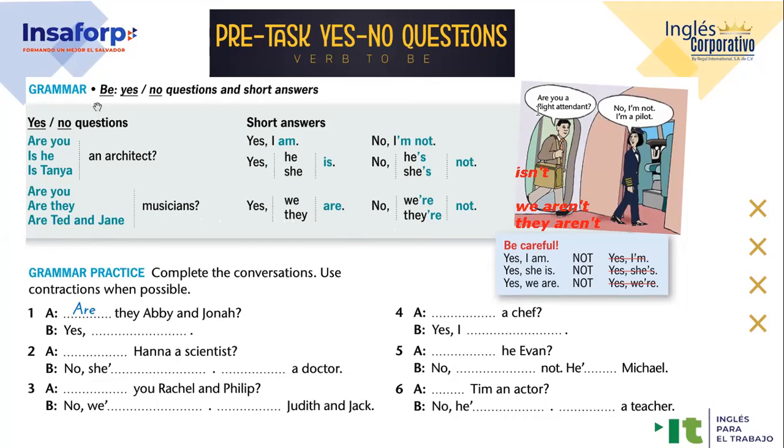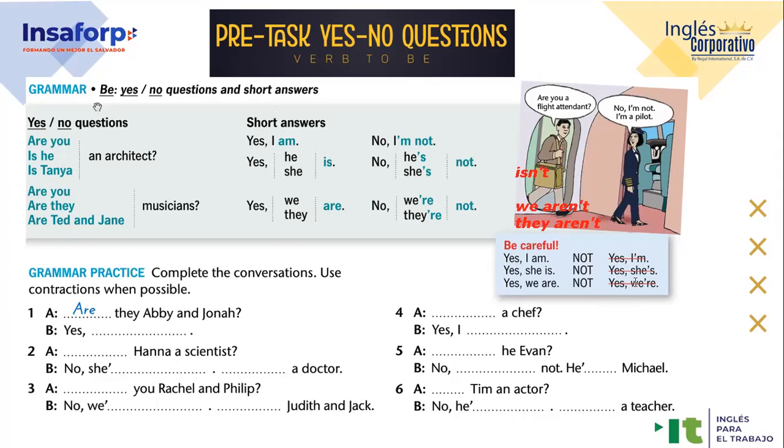Vamos acá a la imagen. Are you a flight attendant? No, I'm not. I'm a pilot. Tenemos que tener cuidado con estas contracciones. Be careful. Yes, I am. No, yes, I'm. Yes, she is. No, she's. Yes, we are. Not, yes, we're. Entonces, ¿qué quiere decir esto? Quiere decir que en una respuesta corta afirmativa, esa es una respuesta corta afirmativa o positiva. ¿Eres arquitecto? Yes, I am. Entonces, con respuestas cortas positivas, no hacemos contracciones.